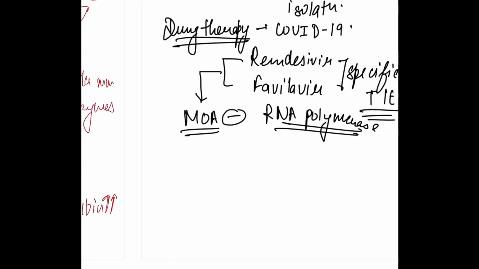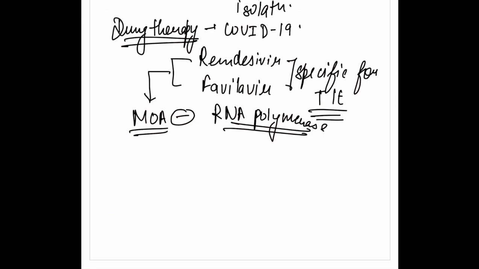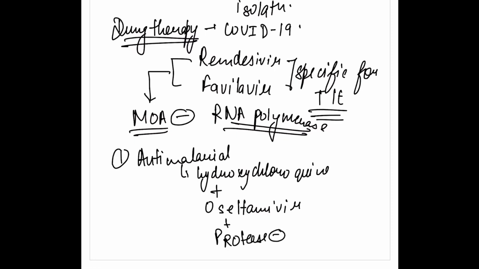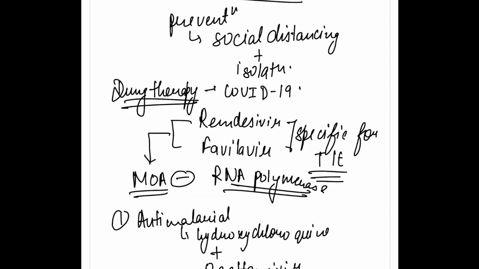The patient of COVID-19 is also treated with a combination of drugs like the antimalarial drug hydroxychloroquine, a drug used for the treatment of swine flu like oseltamivir, and protease inhibitors like lopinavir. That's all from the pharmacological aspect of the coronavirus.